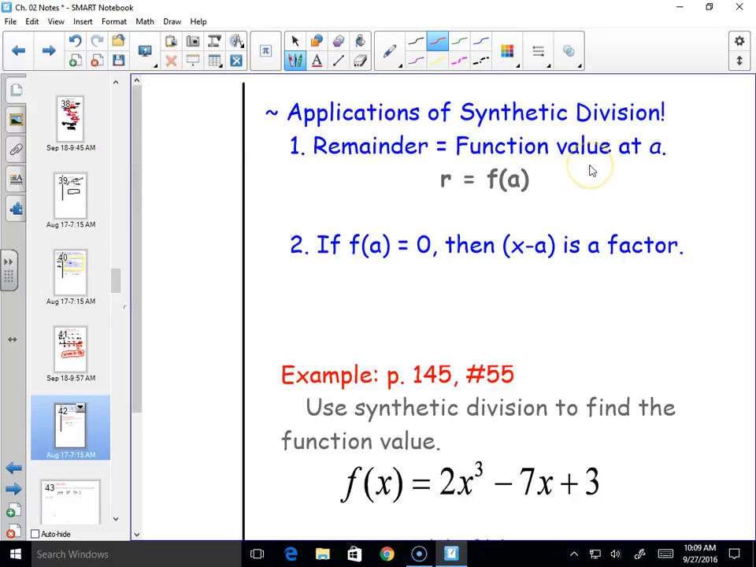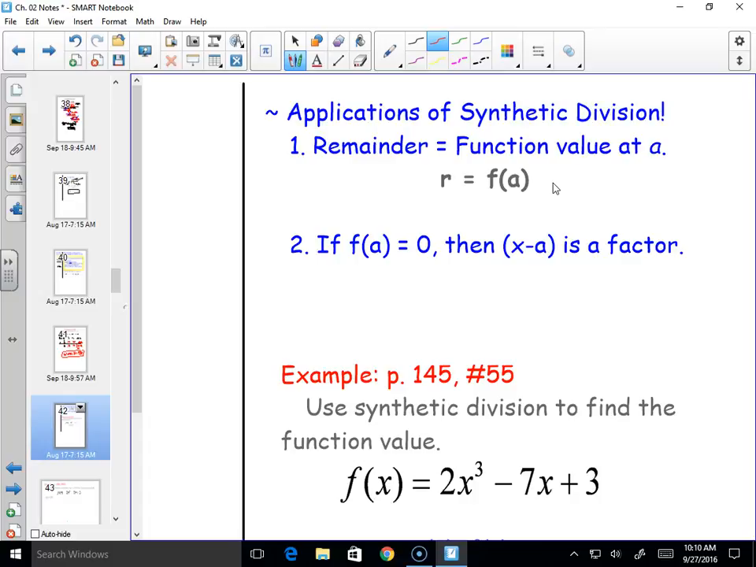Applications of synthetic division. Now this one is kind of a big one. Whatever the remainder is after performing synthetic division, sounds like surgery, is the same thing as the function value at a.